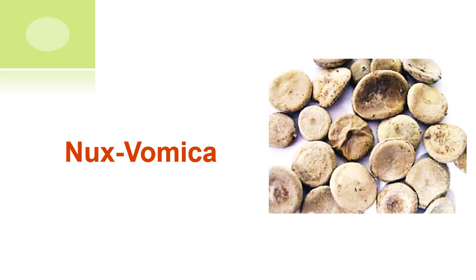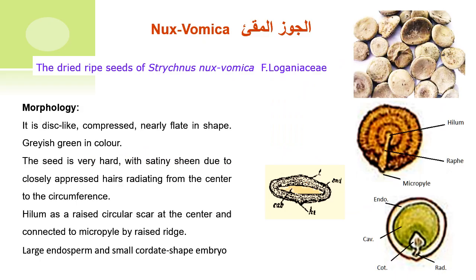The next seed is Nux vomica. The Nux vomica is obtained from the dried ripe seeds of Strychnos nux-vomica, family Loganiaceae. The seed is disc-like in shape, compressed in the center, nearly flattened.